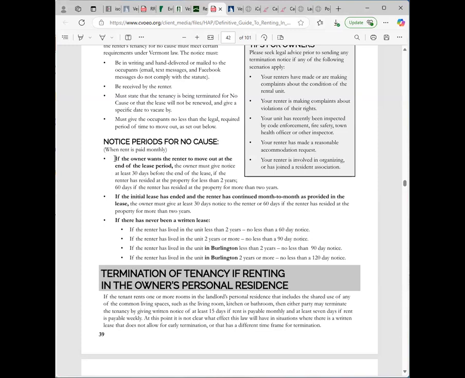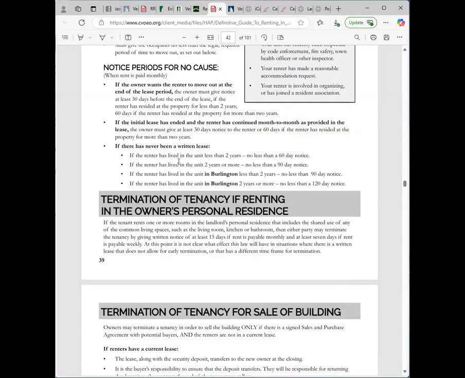And here's the other one: if the owner wants the renter to move out at the end of the lease period, the owner must give notice of at least 30 days before the end of the lease if the renter has resided in the property for less than 2 years, and 60 days if the renter has resided in the property for more than 2 years. So the lease does end abruptly, but you still have to have some period of notice that you intend to not renew. It can get really detailed here.